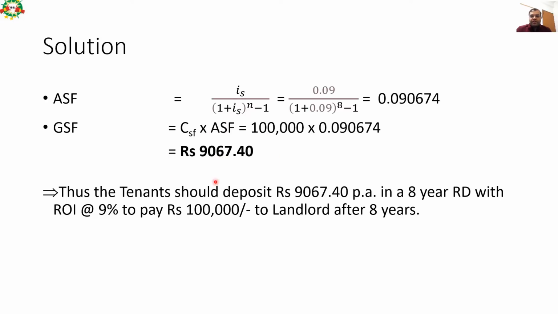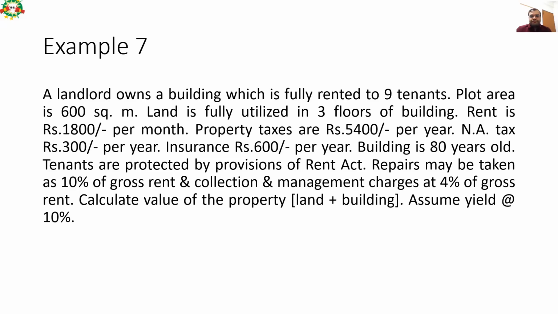So annually the tenants are supposed to deposit 9,061 rupees 40 paisa in an RD at a rate of interest of 9%, so that after 8 years the landlord will get 1 lakh rupees for maintenance or repair of the building.